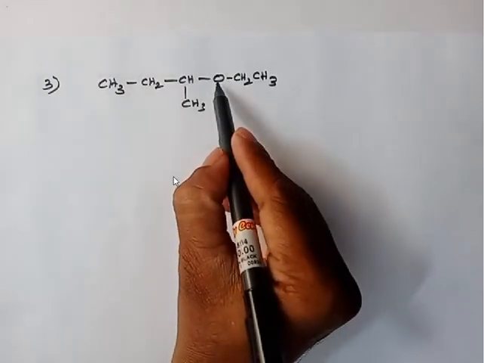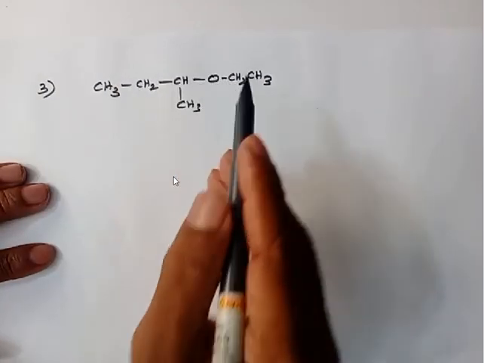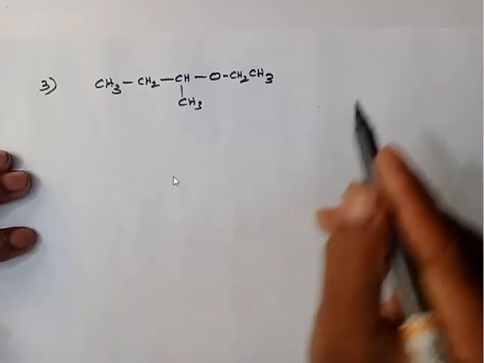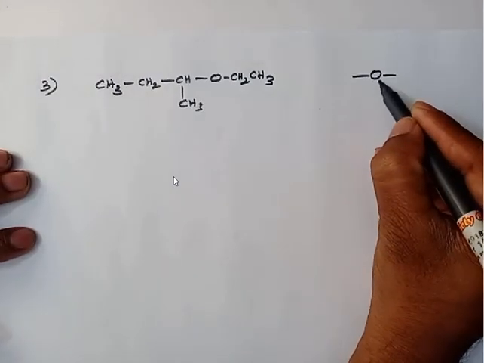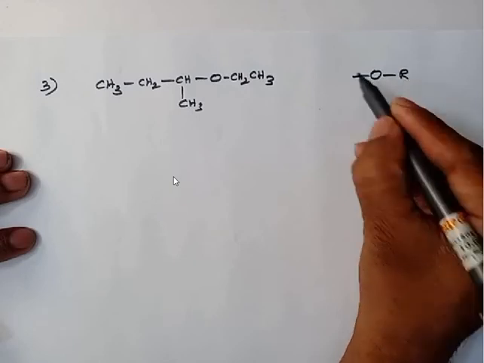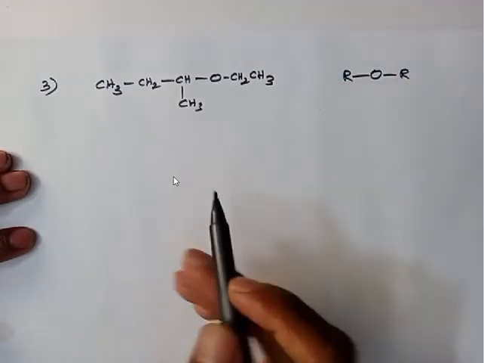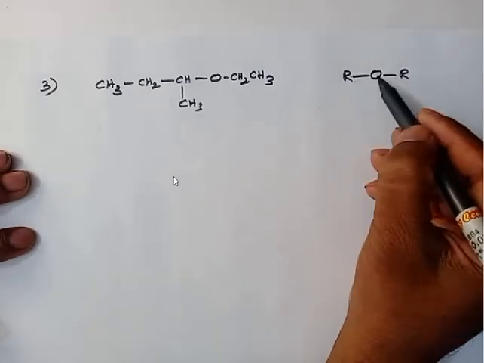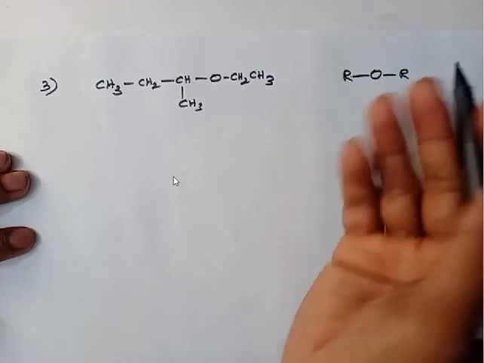Say the oxygen atom is sandwiched between two alkyl groups, so it's an ether. You know very well ether has the general formula like this, that is, the oxygen atom is sandwiched between two alkyl groups or two aryl groups. So this R group may be alkyl, R group may be aryl, or one alkyl, one aryl, it may be of any kind.